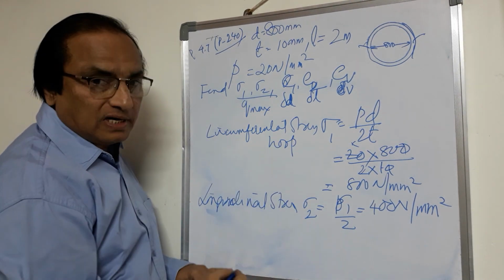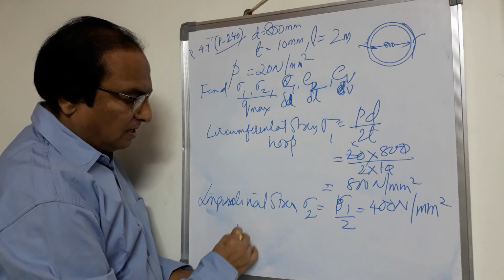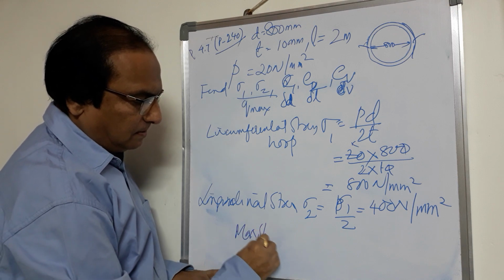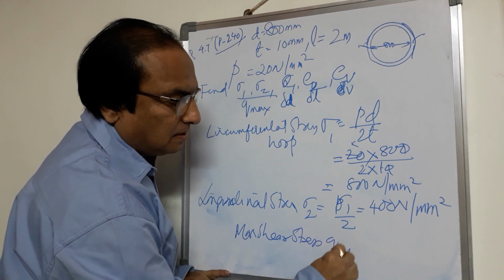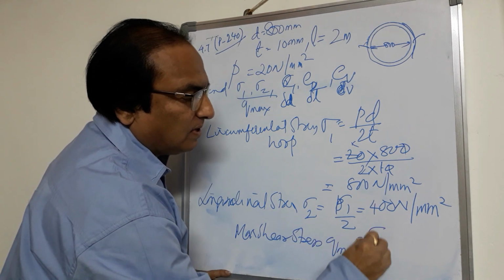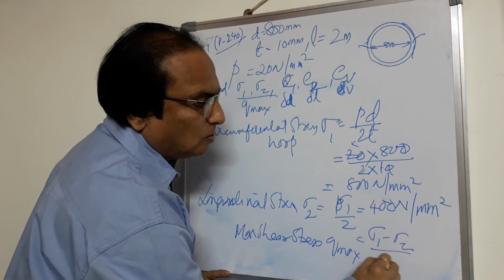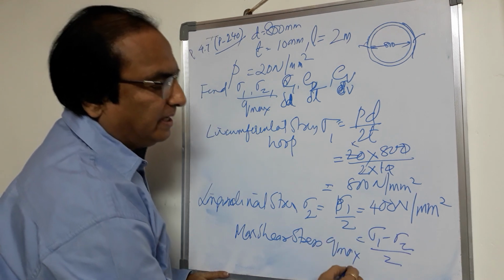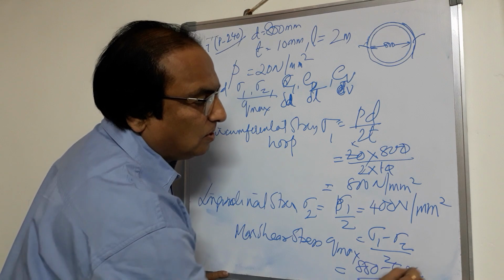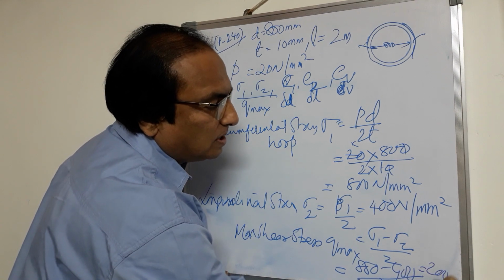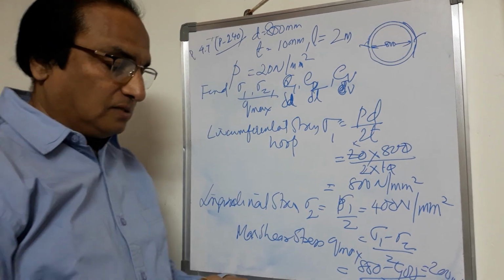Once we know sigma 1 and sigma 2, you can find out the maximum shear stress, Q max. This is given by (sigma 1 minus sigma 2) by 2. So this will be equal to (800 minus 400) divided by 2, which is equal to 200 Newton per mm square. This is the maximum shear stress.